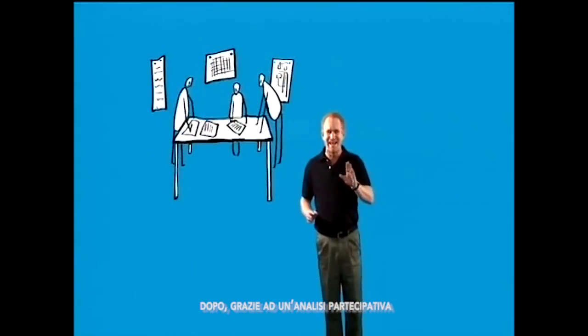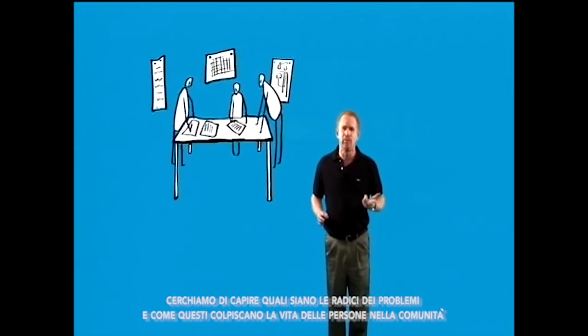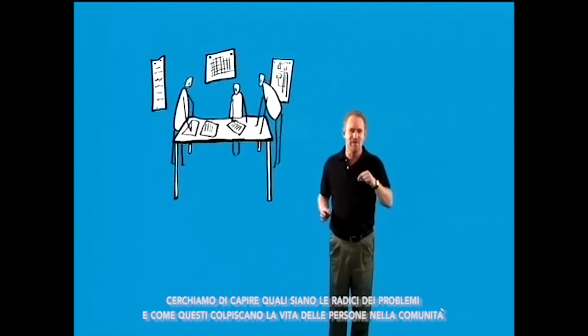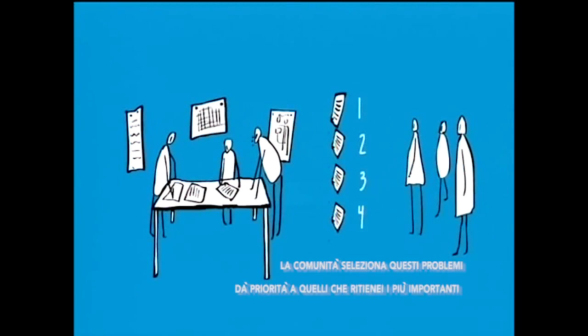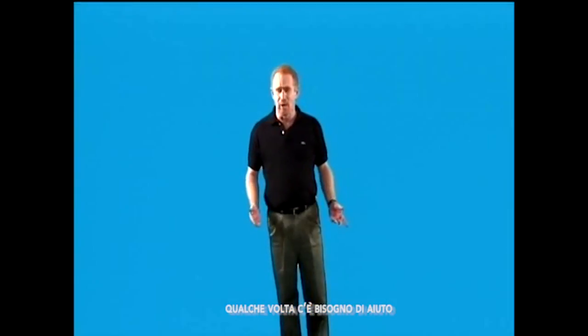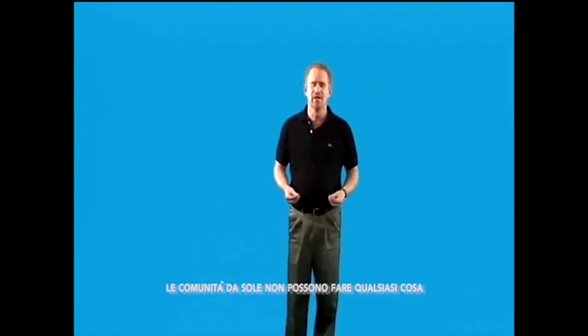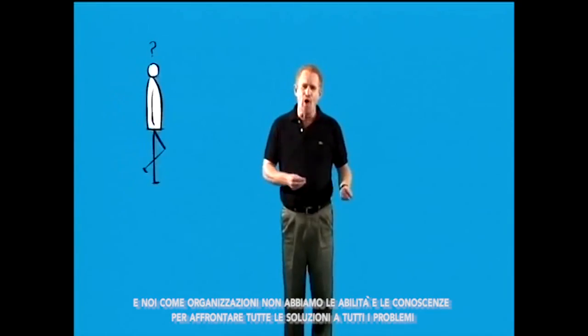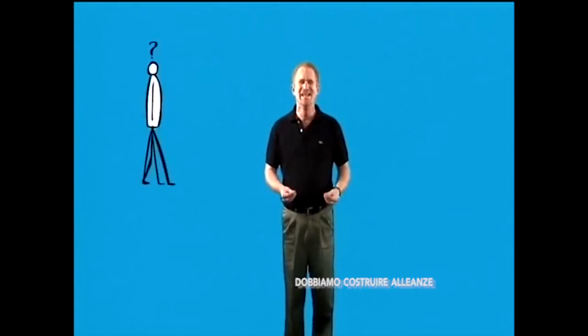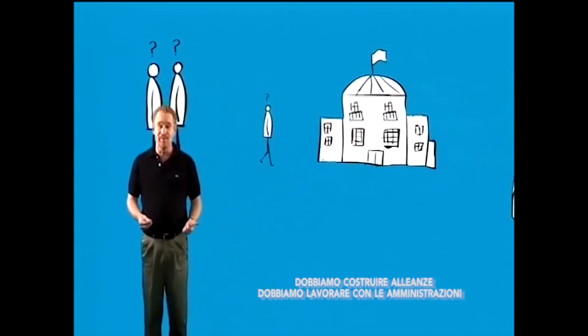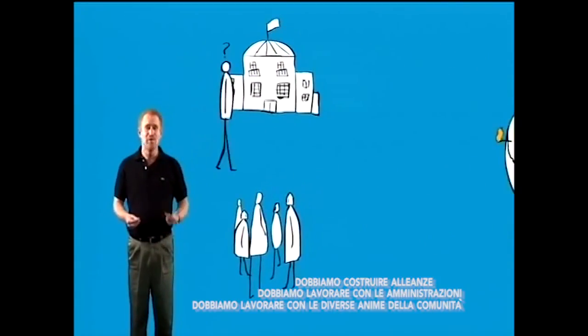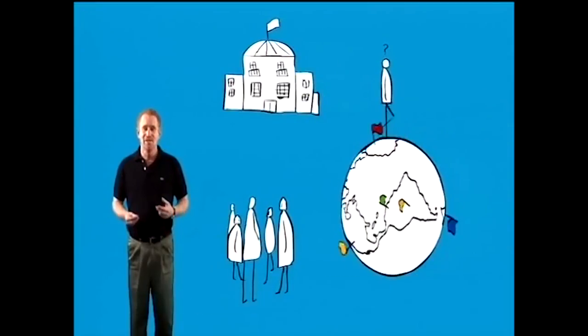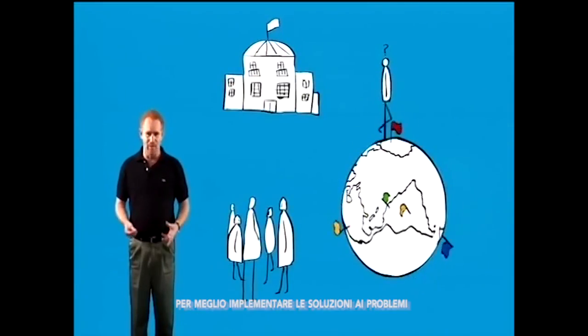Then, through participatory analysis, we try to understand what the root problems are and how these affect the lives of people in the community. The community then takes those problems, prioritizes which are the most important, and then decides which ones they want to address. Sometimes we need help. Communities can't do everything, and we as organizations don't have all the skills and the knowledge to address all the solutions to all the problems. We need to build alliances. We need to work with government, we need to work with community groups, and with other international organizations to better implement the solutions to the problems.